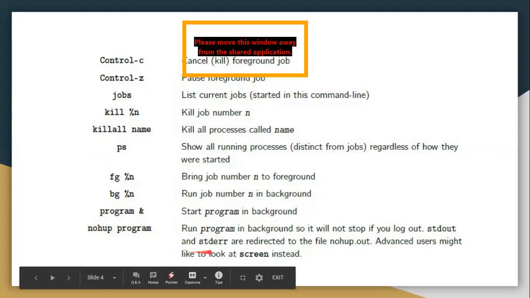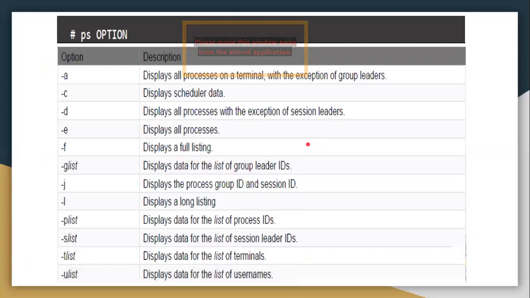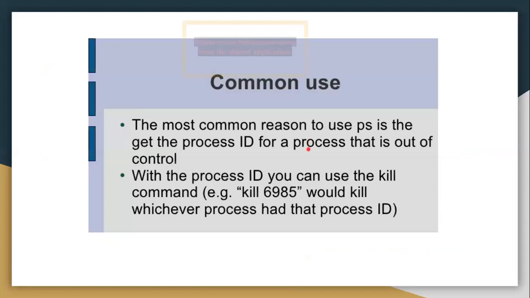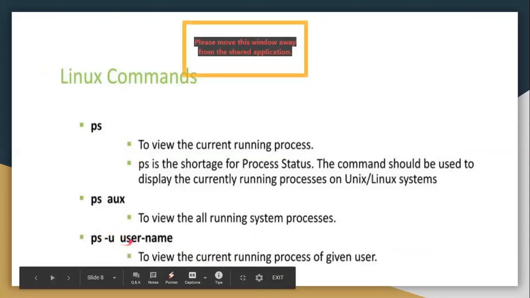stdout and stderr are redirected to the file nohup.out. Advanced users might look at screen instead of that one. Then we have discussed the ps command with all the options. You have checked this one. These are various options to kill. This is the command. Similarly, a user-specific ps command is also there.